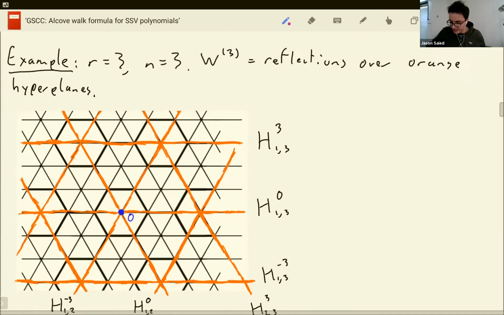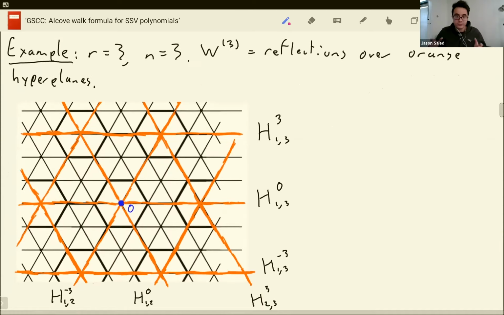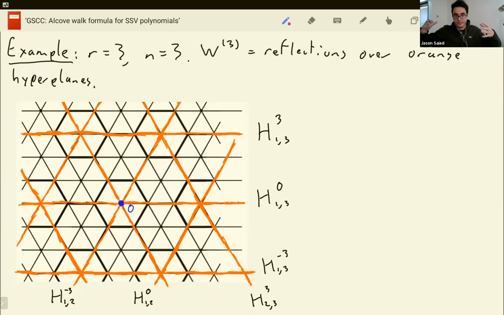So here's another example. n isn't always 1, although my pictures will typically have n be 1. But here n is 3. And so we only look at the orange hyperplanes. All the black lines are just hyperplanes, but the orange ones are the ones that are interesting to us. And now our alcoves are bigger. So this pink triangle is a single alcove. It's just one connected component when I cut out all the orange stuff.